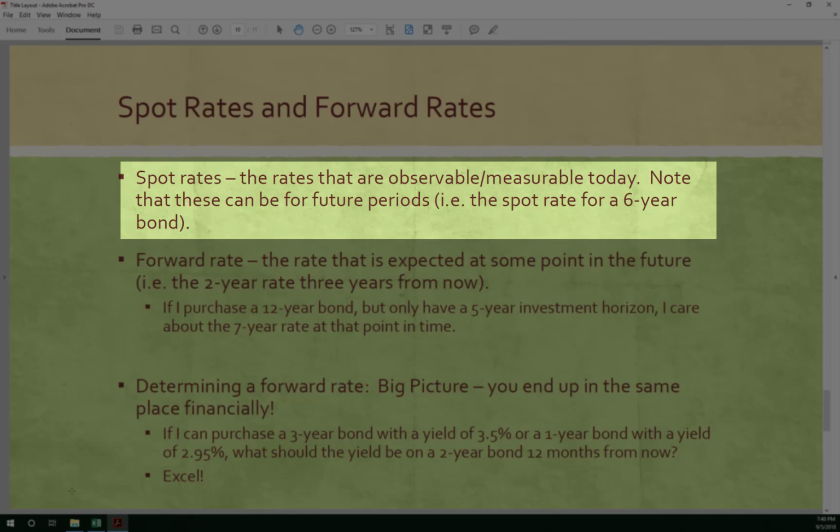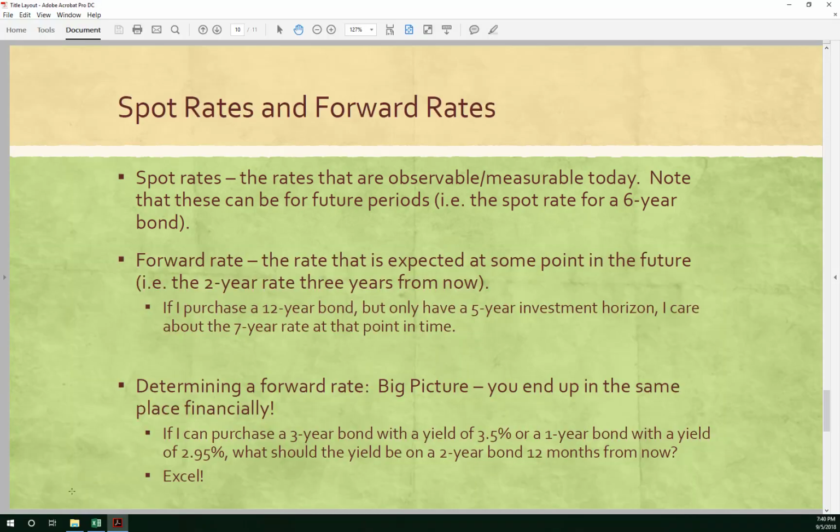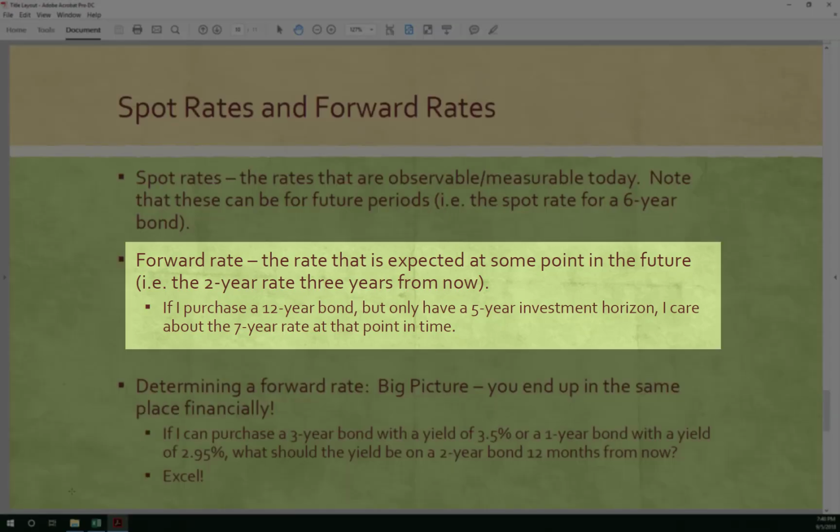So spot rates are the rates that we can observe or measure today. Note that we can see spot rates for future periods. That is, we can look today and see what the spot rate is for a 6-year bond, a cash flow that's going to be received 6 years out there. We know what the discount rate is today for those cash flows that happen out then. Now, a forward rate, on the other hand, is the rate that is expected to be prevalent at some point in the future. So that is, we might talk about the 2-year rate 3 years from now.